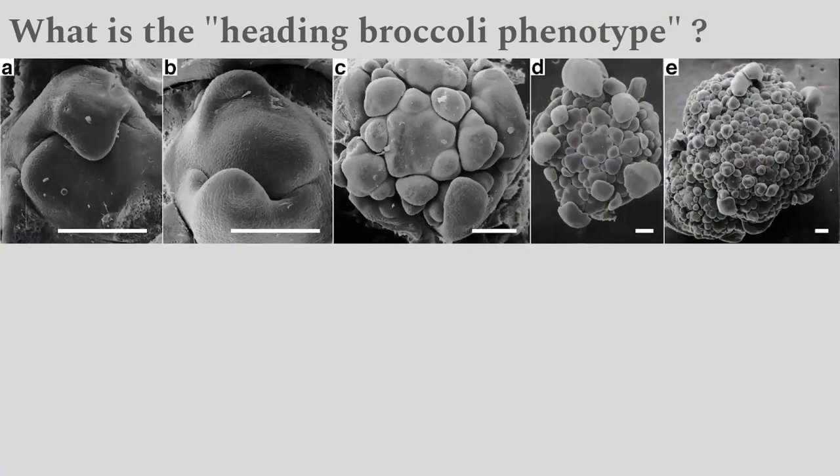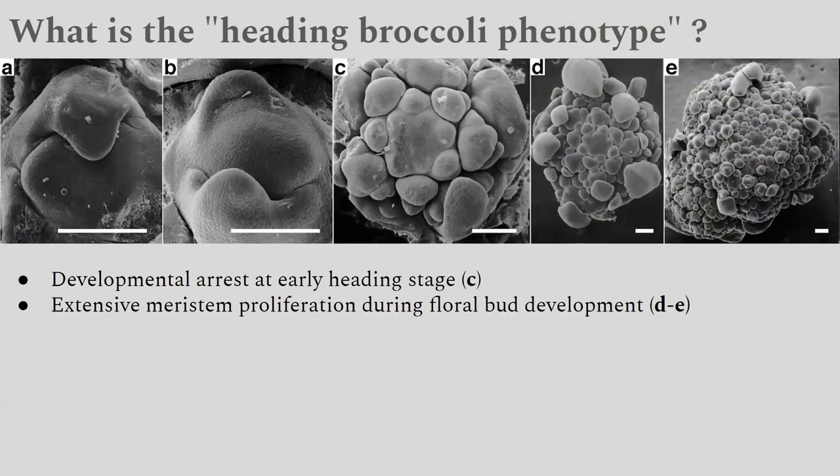So what is this heading broccoli phenotype? Why is broccoli peculiar amongst all of those other Brassica oleracea vegetables? This is some scanning electron microscopy work of a vegetative meristem, early reproductive meristem, and then early, middle, and late heading stages. So what broccoli does uniquely is it has a developmental arrest at this early heading stage, followed by meristem proliferation, not unlike a broken copy machine. It just keeps making all of these floral primordia.